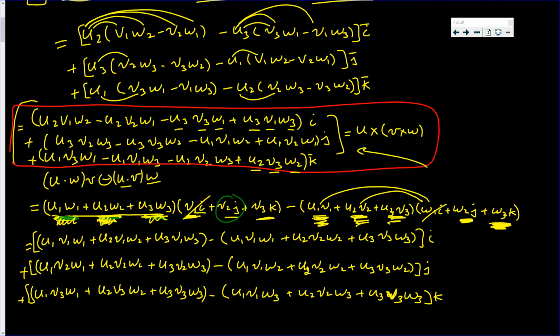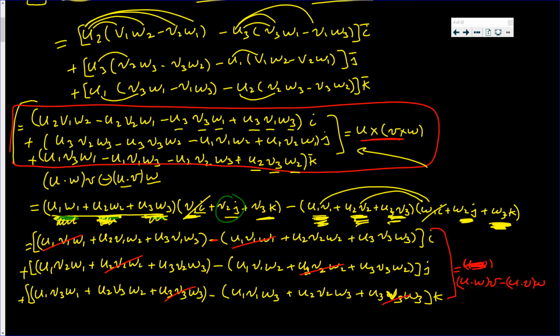Now, let's just see if anything canceled out from this bottom. This and this are the same. When you subtract, they cancel out. This and this are exactly the same. When you subtract, they cancel out. And likewise, those cancel out. So what we have left here is equal to U dot W times V minus U dot V times W. And we want to know if it equals this.